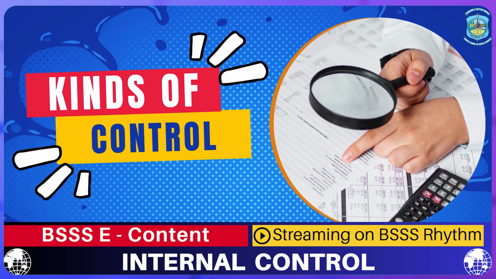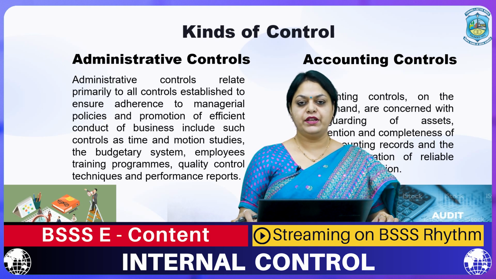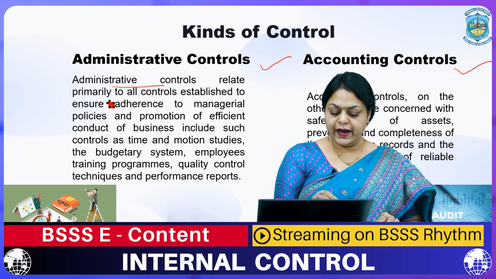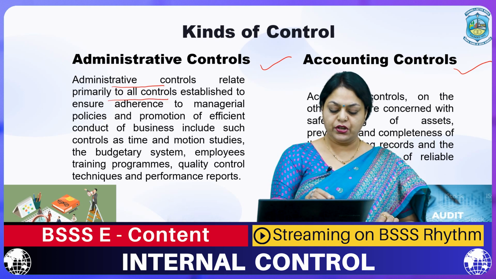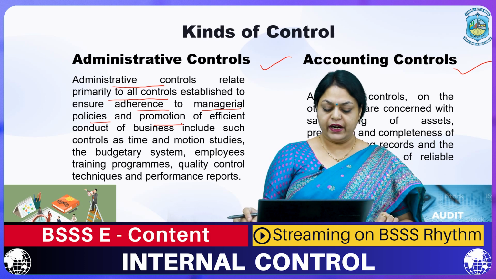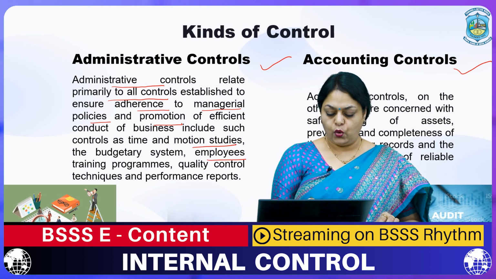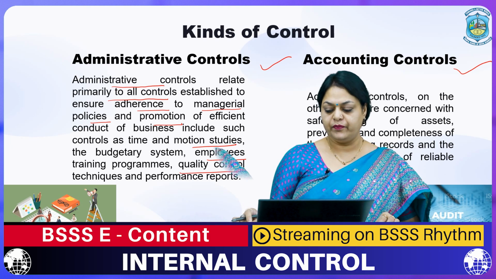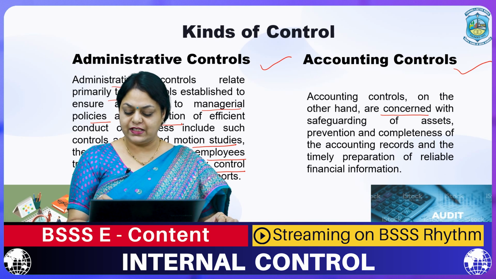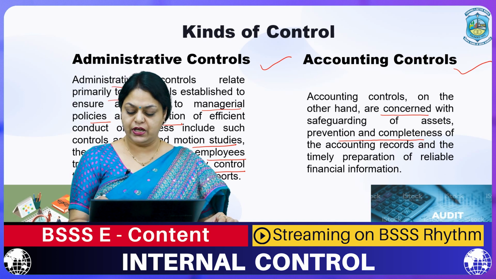Now, as I told, internal control is controlling overall things in the organization. On the basis of that, internal control is classified into two, that is administrative control and accounting control. Administrative control relates primarily to all controls established to ensure adherence to managerial policies and promotion of efficient conduct of business. It includes such controls as time and motion studies, the budgetary system, employees training program, quality control techniques and performance reports. On the other hand, accounting controls are concerned with safeguarding the assets, prevention of errors and completeness of the accounting records and timely preparation of reliable financial information.